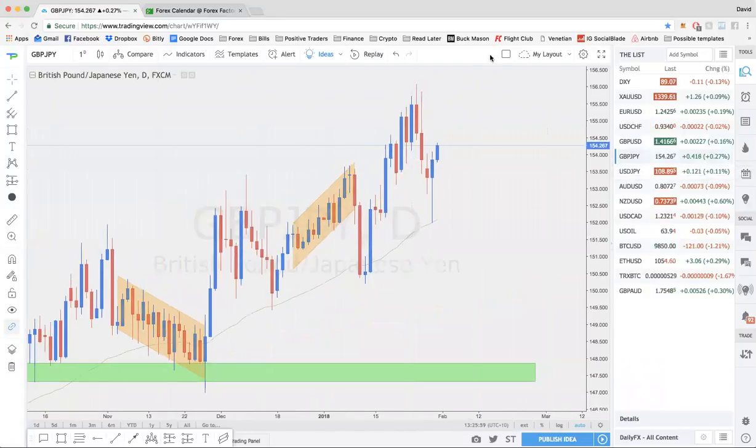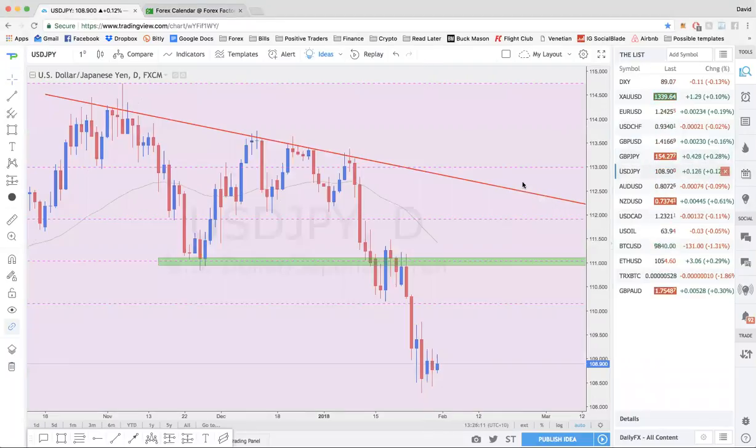I'm not going to speak on pound yen too much, but just keep an eye on that bullish engulfing candle, really big wick, overall bullish trend. I think there's some potential moves to the upside that can happen. So dollar yen, we'll look at dollar yen.